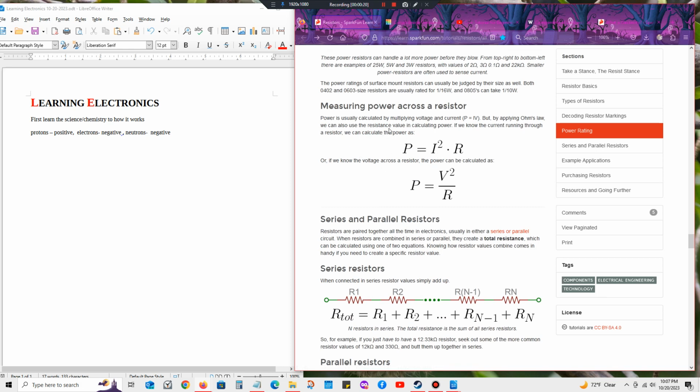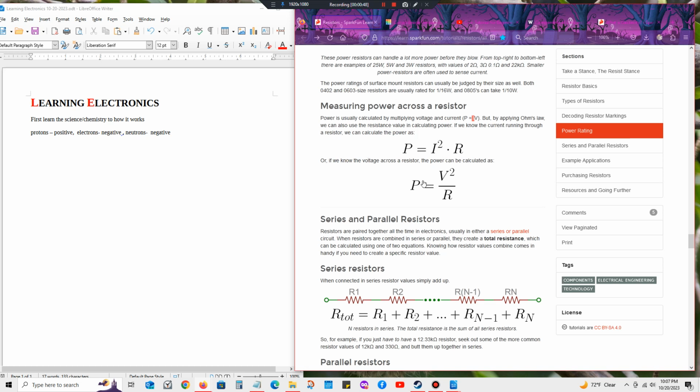So that's the power formula. Power is usually calculated by multiplying the voltage and current. I know I stands for current, V is for voltage, and P is obviously power. By applying Ohm's law, we can use the resistance value in calculating power. So if we know the current running through a resistor, we can calculate the power as power equals current to the power of 2 times the resistance.